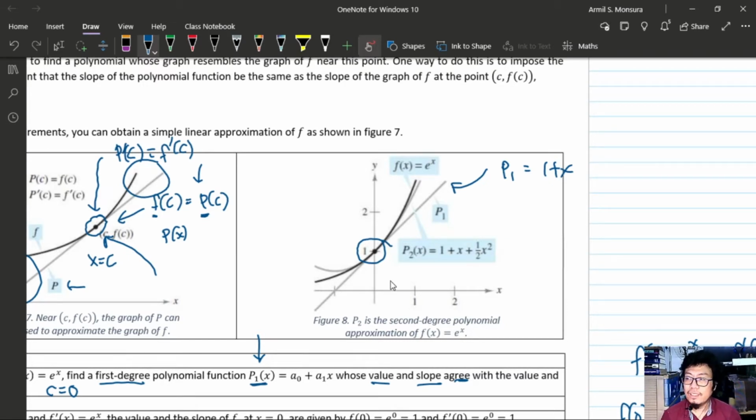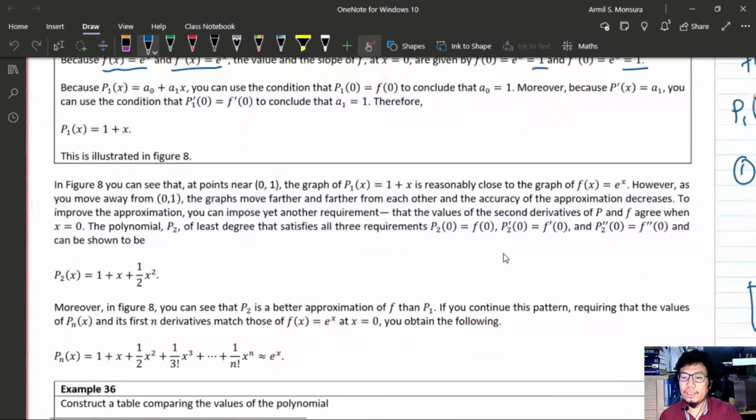But a better shape can be obtained if we increase the degree of your polynomial. So instead of having P1 as a linear function 1 plus x, we would have a better approximating polynomial for your f of x if we increase its degree, or eventually its order. But how do we do that? How can we increase the degree of our approximating polynomial?